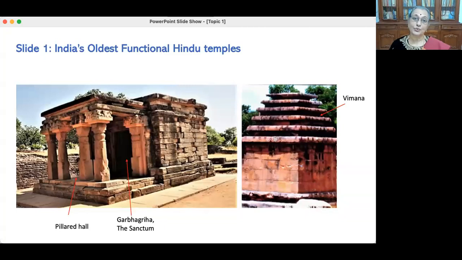In slide 1, I present 2 pictures of India's oldest functional Hindu temples. The picture on the left is a temple from 6th century CE, located in a place called Sanchi in central India. As shown in the picture, the roof of the sanctum was flat. The sanctum was attached to a pillar assembly area. Both were constructed with rectangular or square blocks of stones. The temples in this era were simple and did not have much decorative carvings.